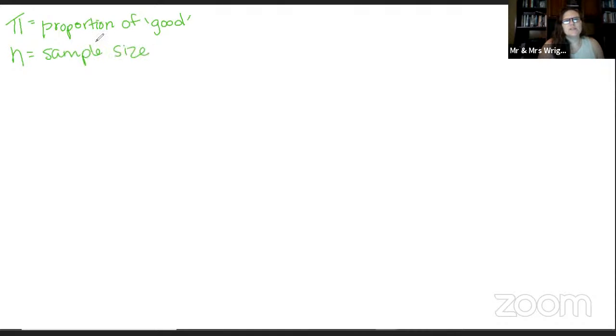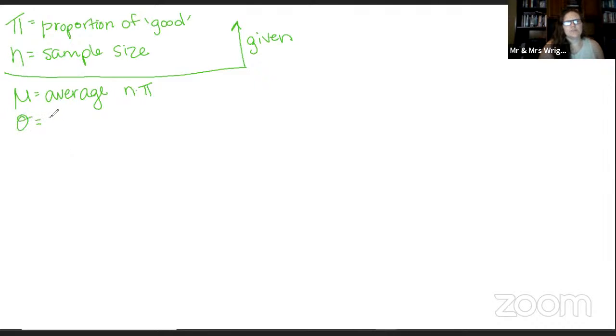And then some things that you're going to be looking for. So these two things are what should be given to you, right? Those are usually given in the problem. Okay, and then what you're looking for to help you in the problem is going to be mu, which is the average. And you find that by doing n times pi. Okay, and then the next thing you need is standard deviation. And you find that by doing the square root of mu times 1 minus pi.